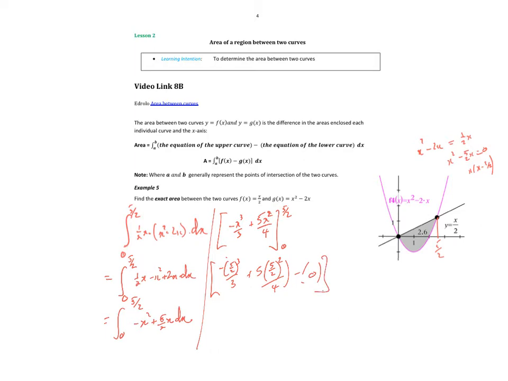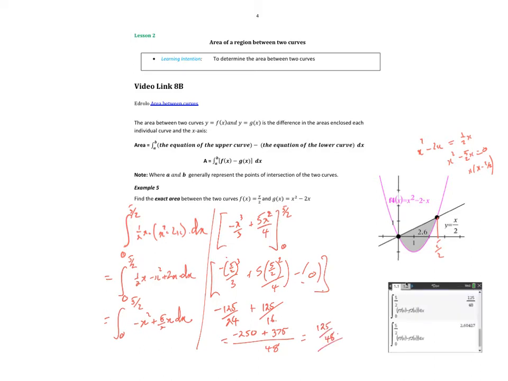So what's that? 5 cubed is 125 on 8, so negative 125 on 24, plus that's 25 on 4 times 5 is 125 on 16. So if we make them both 48s, we get negative 250 plus 375 over 48, which is 125 on 48.